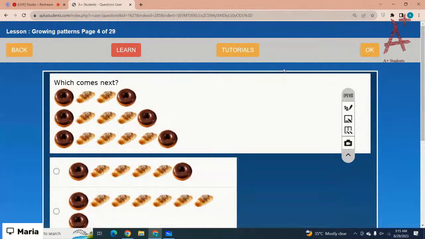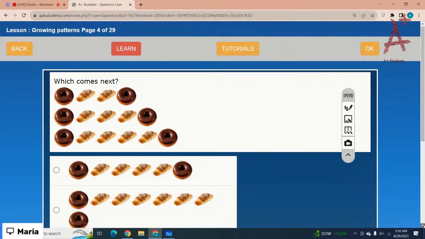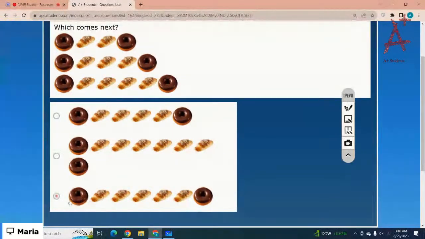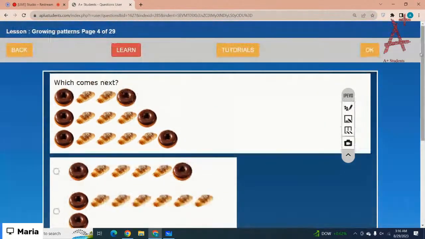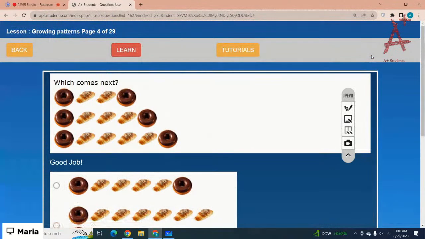Okay, which comes next? So the pattern starts and ends with a donut and you have croissants inside, right? So 2, 3, 4. That means the next one would be this one. The pattern starts and ends with a donut and inside you have 5 croissants. So option number 3 is the correct option.